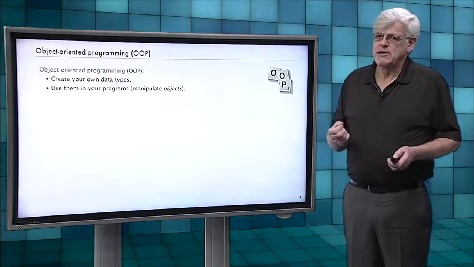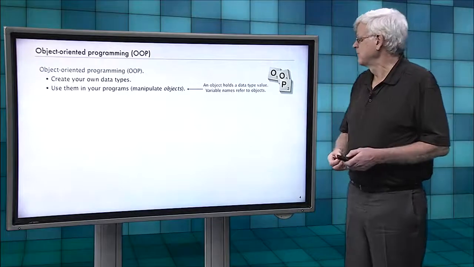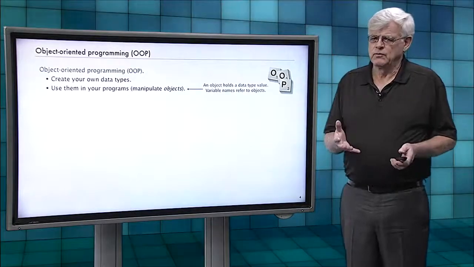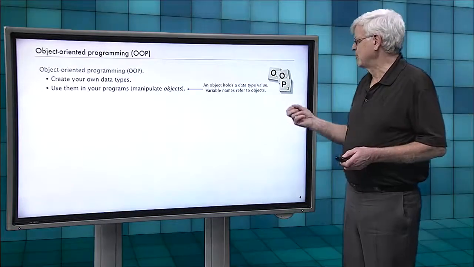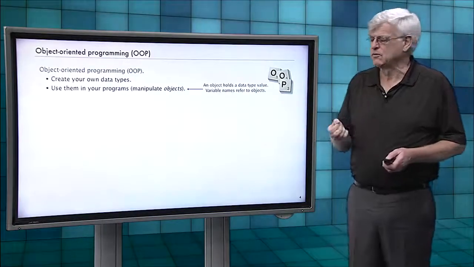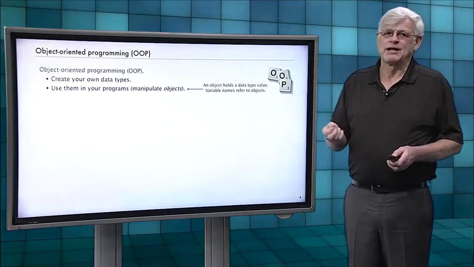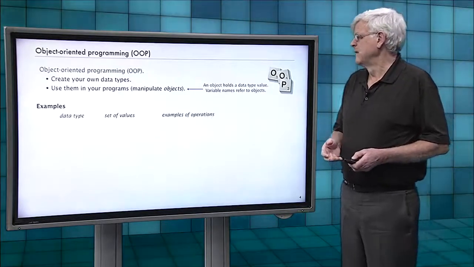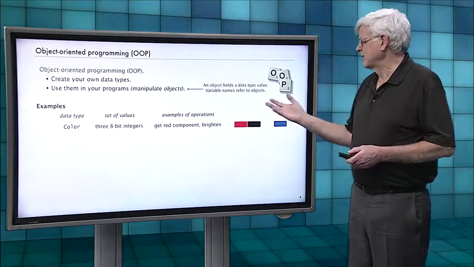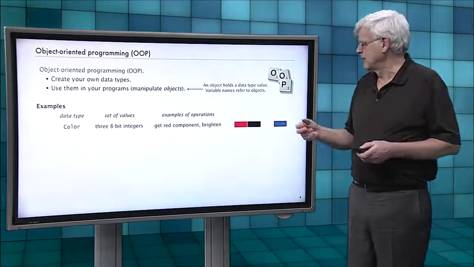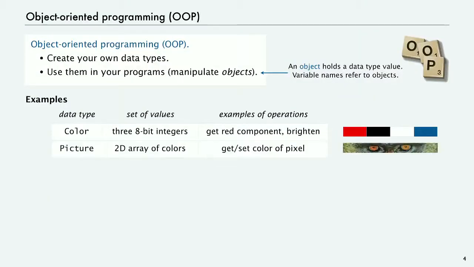It's where we create our own data types and use them in our programs. Creating the data type and using it in our programs is really what we talk about as objects, where an object is something that holds a data type value. So our variable names refer to objects, and objects hold a data type value. For example, when we worked with color, we had our set of values, and our operations were getRed component and brighten and so forth. There were objects that hold these data type values that we manipulated.